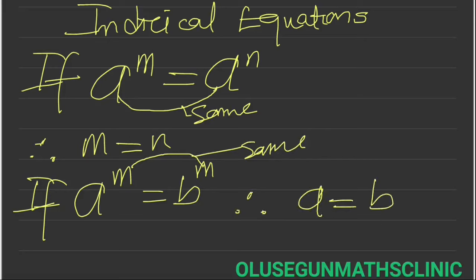Let me re-explain. We have only two forms for indicical equation. If the bases are equal, it means the indices must be equal. In the other form, if the indices are equal, it means the bases must be equal. So any form of equation that comes to you, make sure you know how to manipulate it and try to get the answer. So let's start solving now.